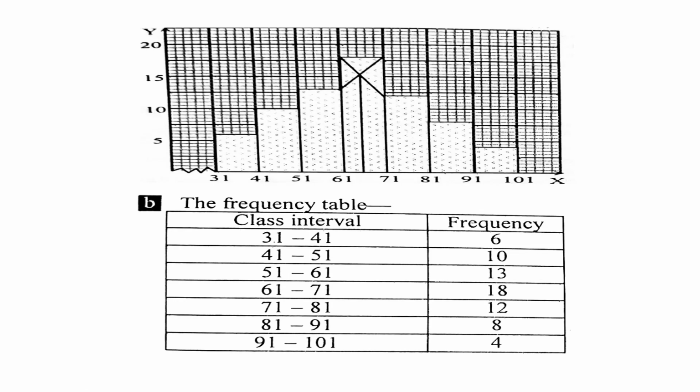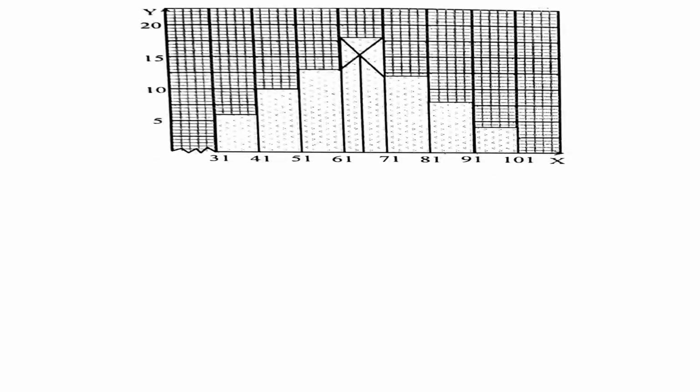You can use a graph paper and you can draw this histogram and you can easily find the frequency. Now question number C. From the frequency table, find the class containing mode of frequency. Explain if there are similarities between this and the mode found from the figure.